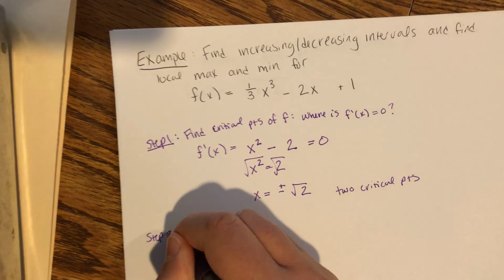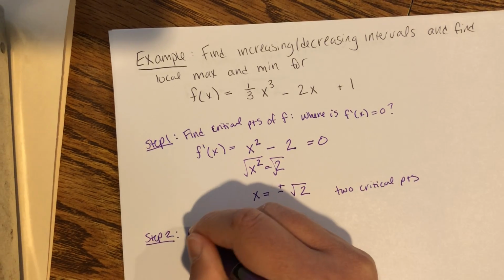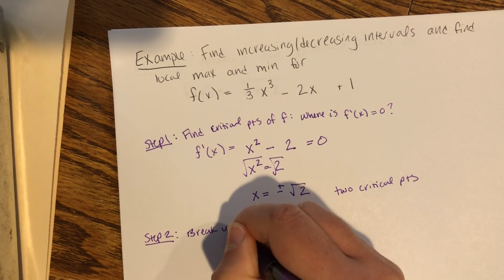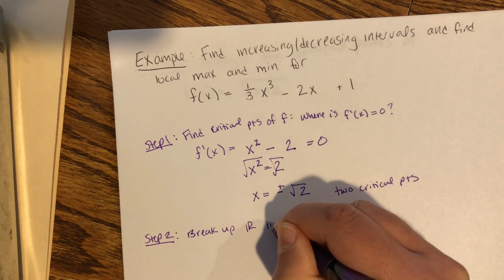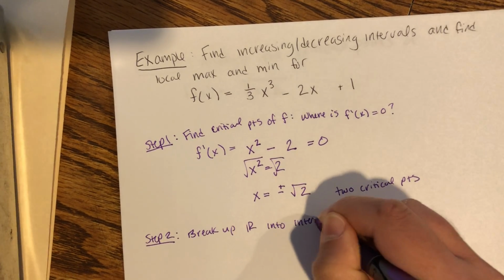Now that we have our critical points, we move on to step 2, which is to break up the real number line into intervals using the critical points.